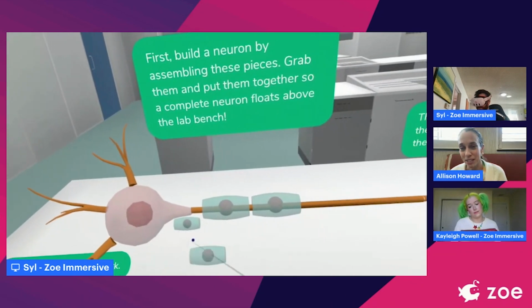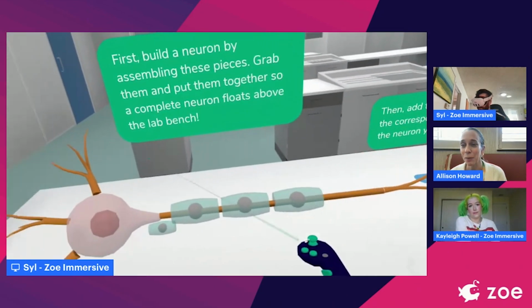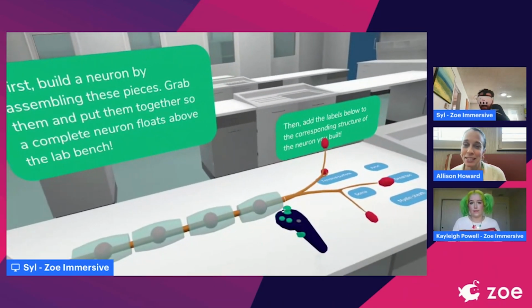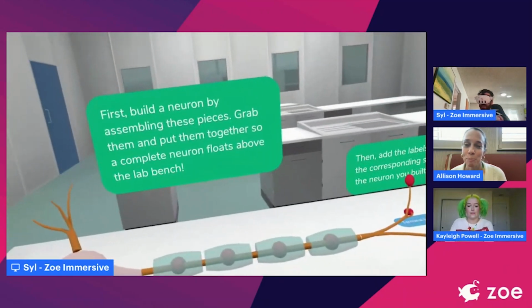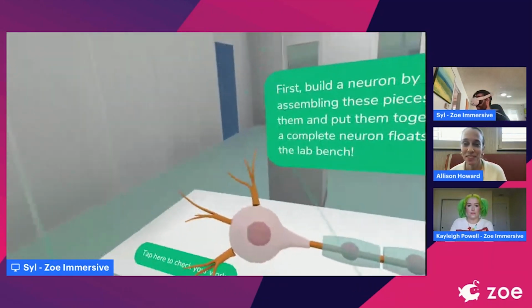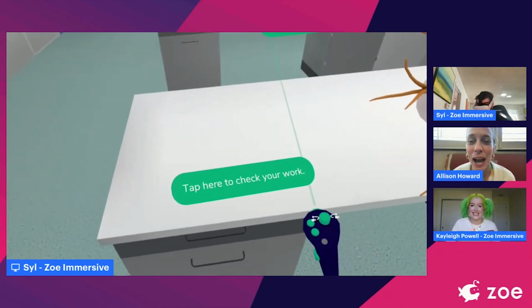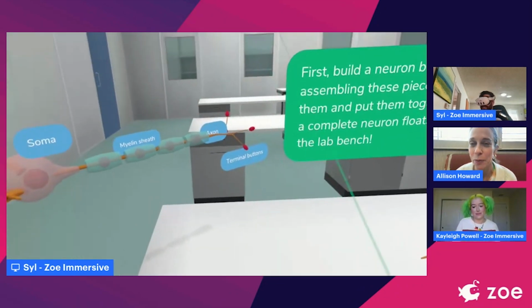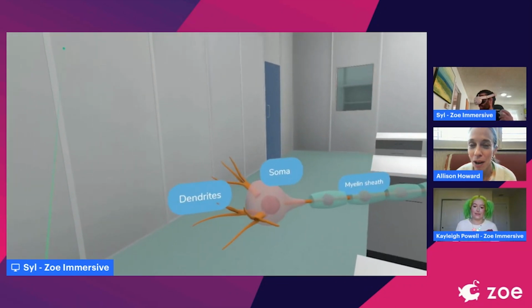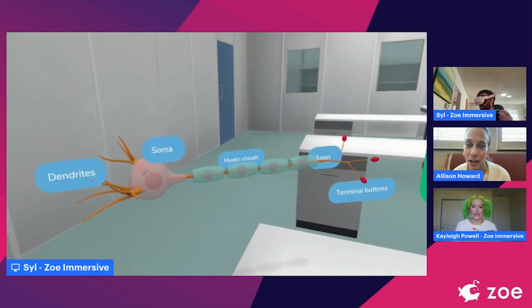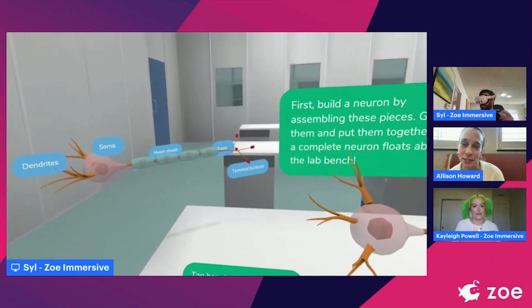So they have all of these pieces, and then they would need to know the names of those pieces. Just so that people don't feel bad, it's not my first time in the experience. Great. Yeah, and so they can tap there to check their work, and it will show the model. So they can see what they got right, what they got wrong with the labels, and so on.